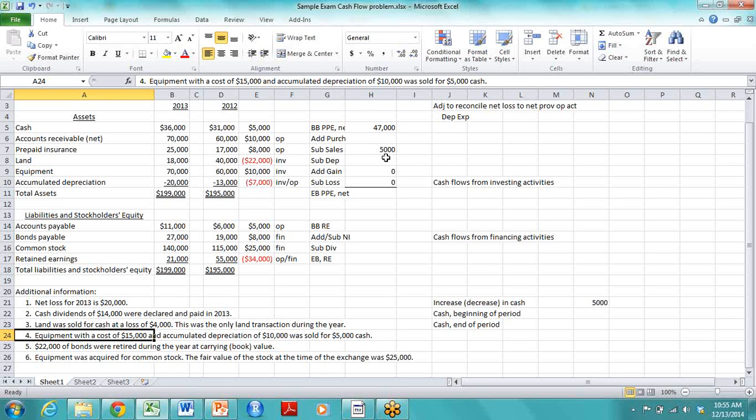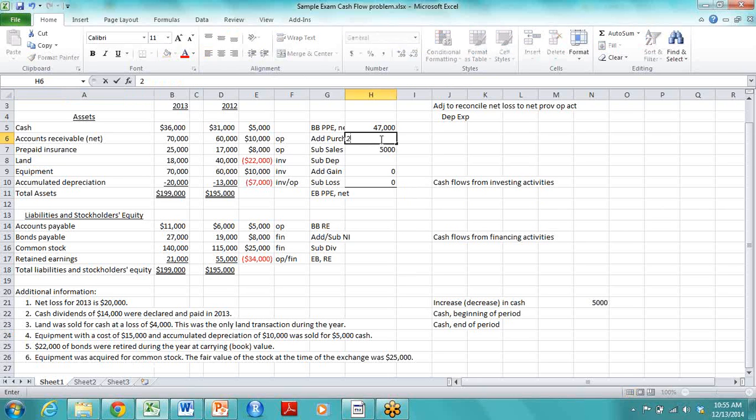So we know these are 0. And then if we go to 5, it says that we have equipment that was acquired for common stock, and the fair value at the time of the exchange of that common stock was $25,000. So we have additional equipment of $25,000. And that's going to be part of our increase here in equipment. If you think about it, that makes sense, because this decreased by $15,000 and goes up by 25, so the net change is going to be $10,000.